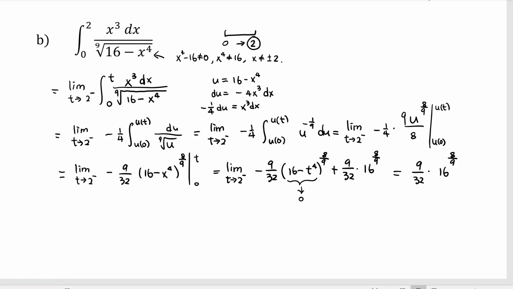Okay, let me ask you a question. Can we cancel the 32 and 16 and get a 2 here? No, because 16 has an exponent of 8 over 9, so we cannot cancel them. So just leave our answer like that. And because we get a number, we can say the integral converges.